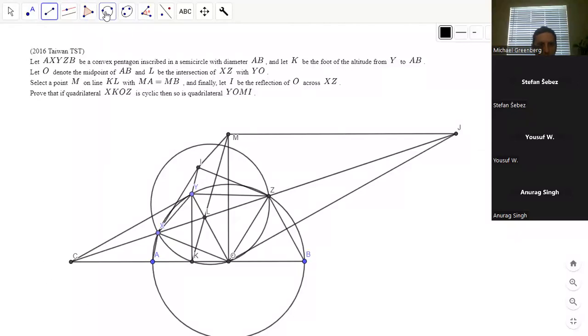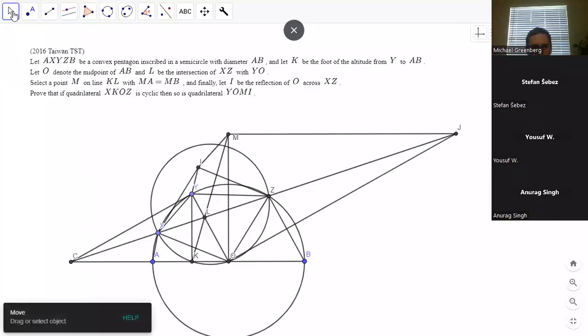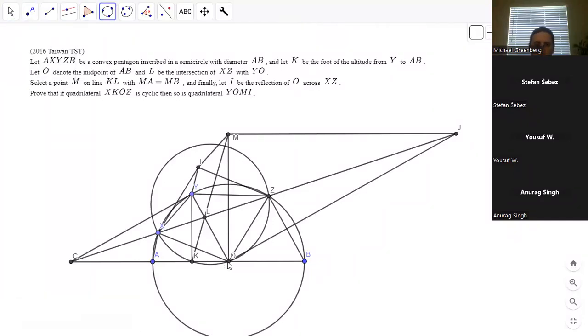Would J also, I don't know if this is true, but maybe J lies on this circle? No. Is J the radical center for all these three circles if YOMI is cyclic? The radical center? No, I don't think so, because the radical center... it's not. Can you keep the circle? Yeah, sure.